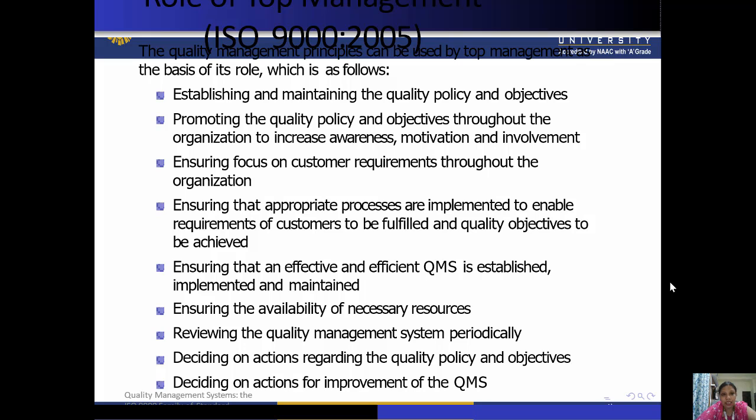So here it is mentioned that the quality management principles can be used by the top management on the basis of its roles, which are the following: establishing and maintaining the quality policy and objectives, promoting the quality policy and objectives throughout the organization to increase awareness, motivation and involvement, ensuring focus on customer requirements throughout the organization, ensuring that appropriate processes are implemented to enable requirements of customers to be fulfilled and quality objectives to be achieved, ensuring that an effective and efficient QMS is established, implemented and maintained, ensuring the availability of necessary resources, reviewing the quality management system periodically, decisions on actions regarding the quality policy and objectives, as well as decisions on actions of improvement of the QMS.